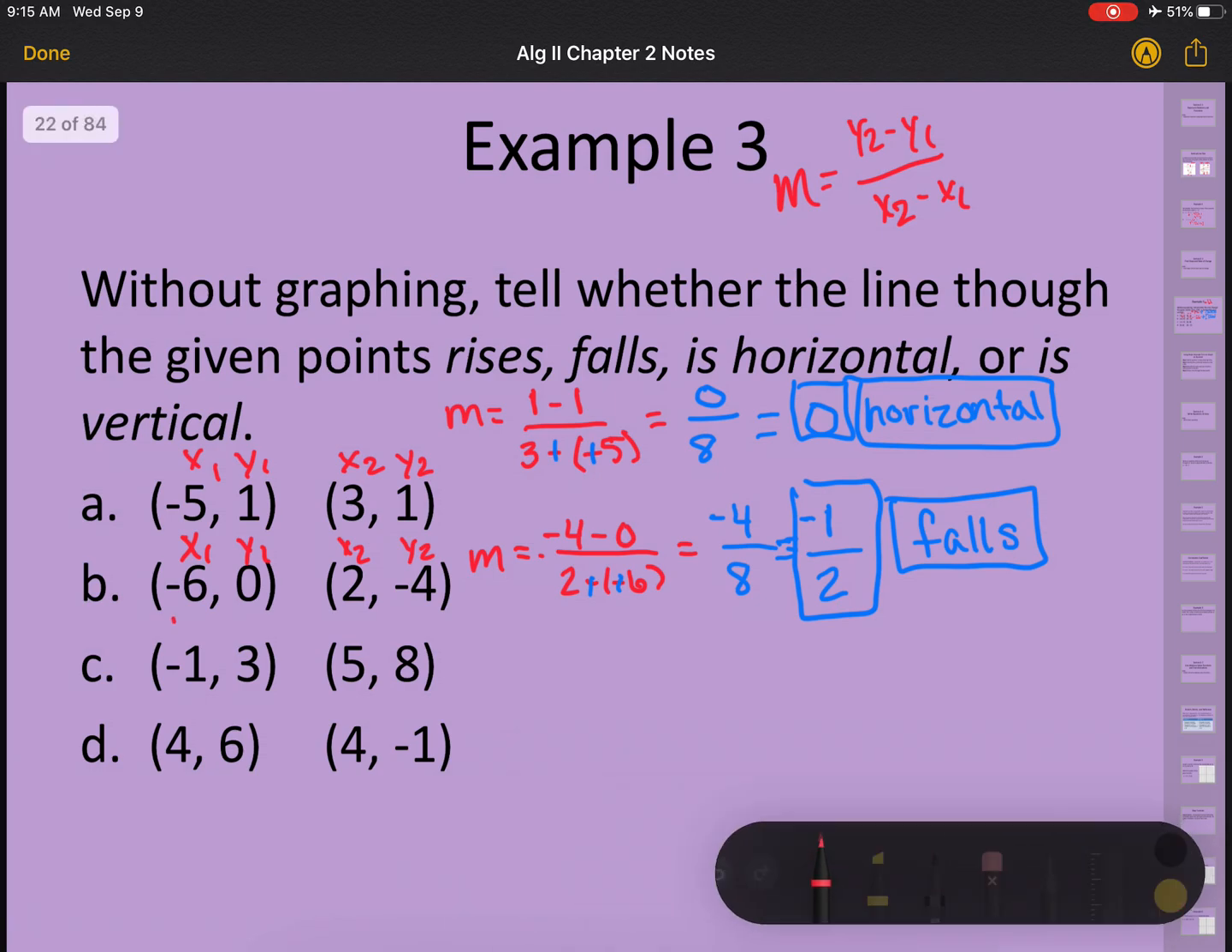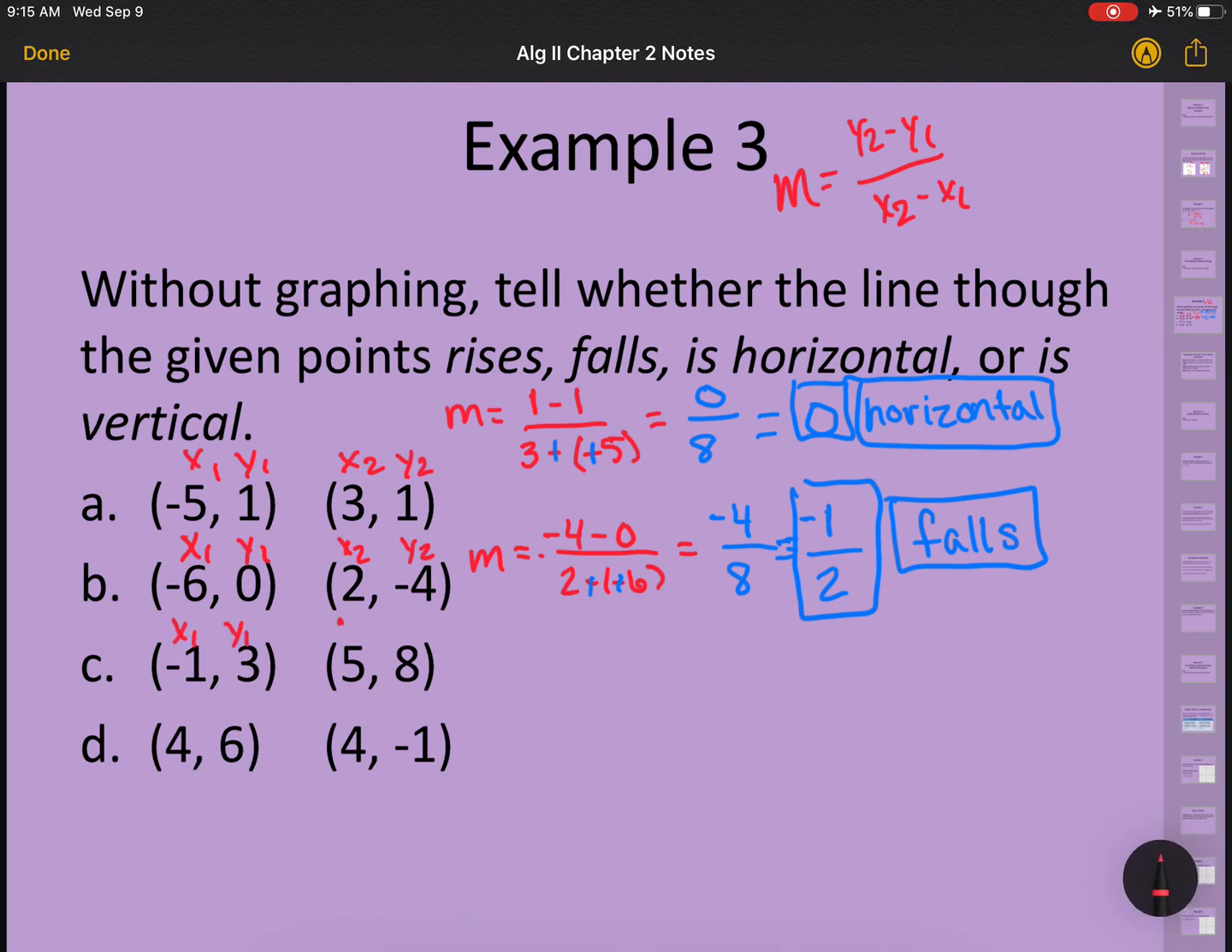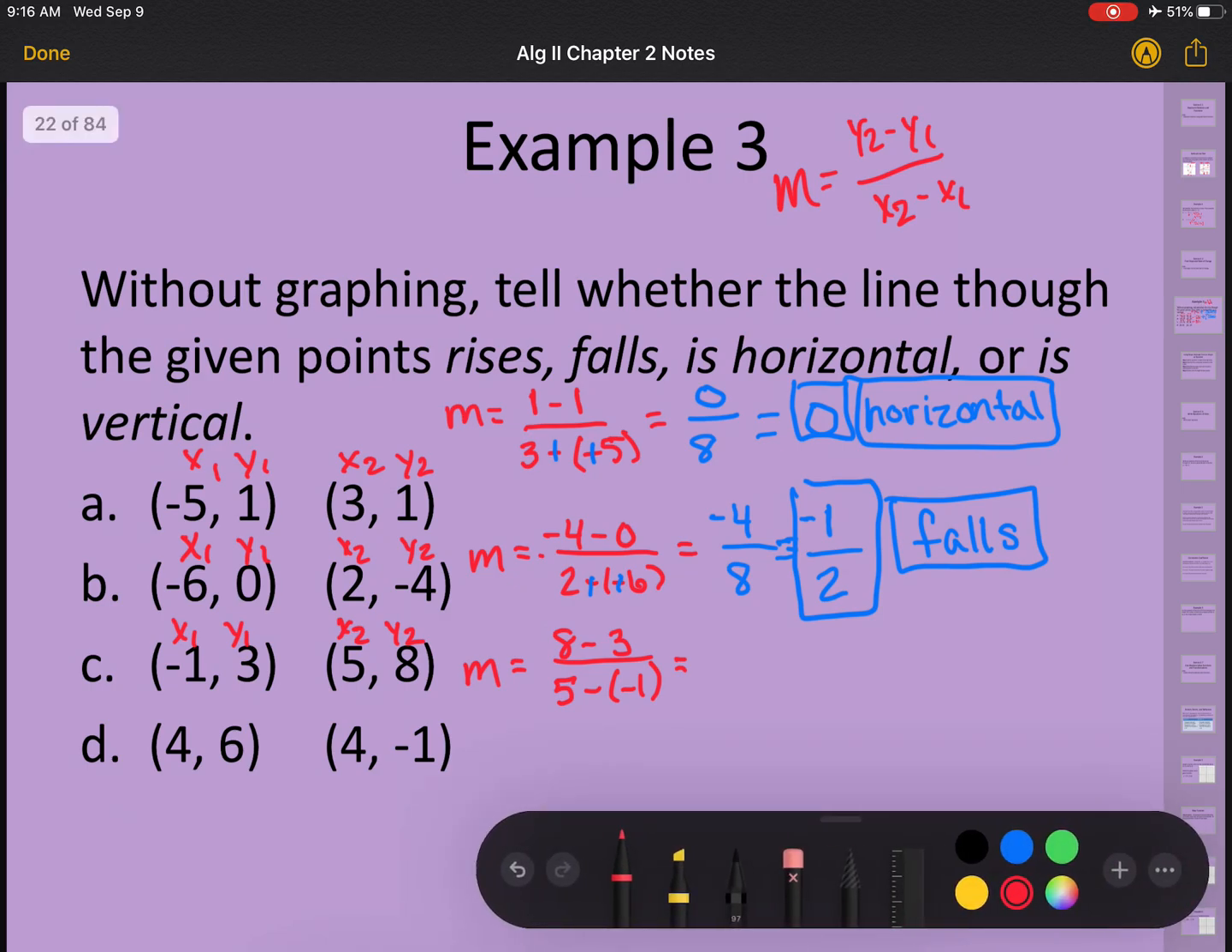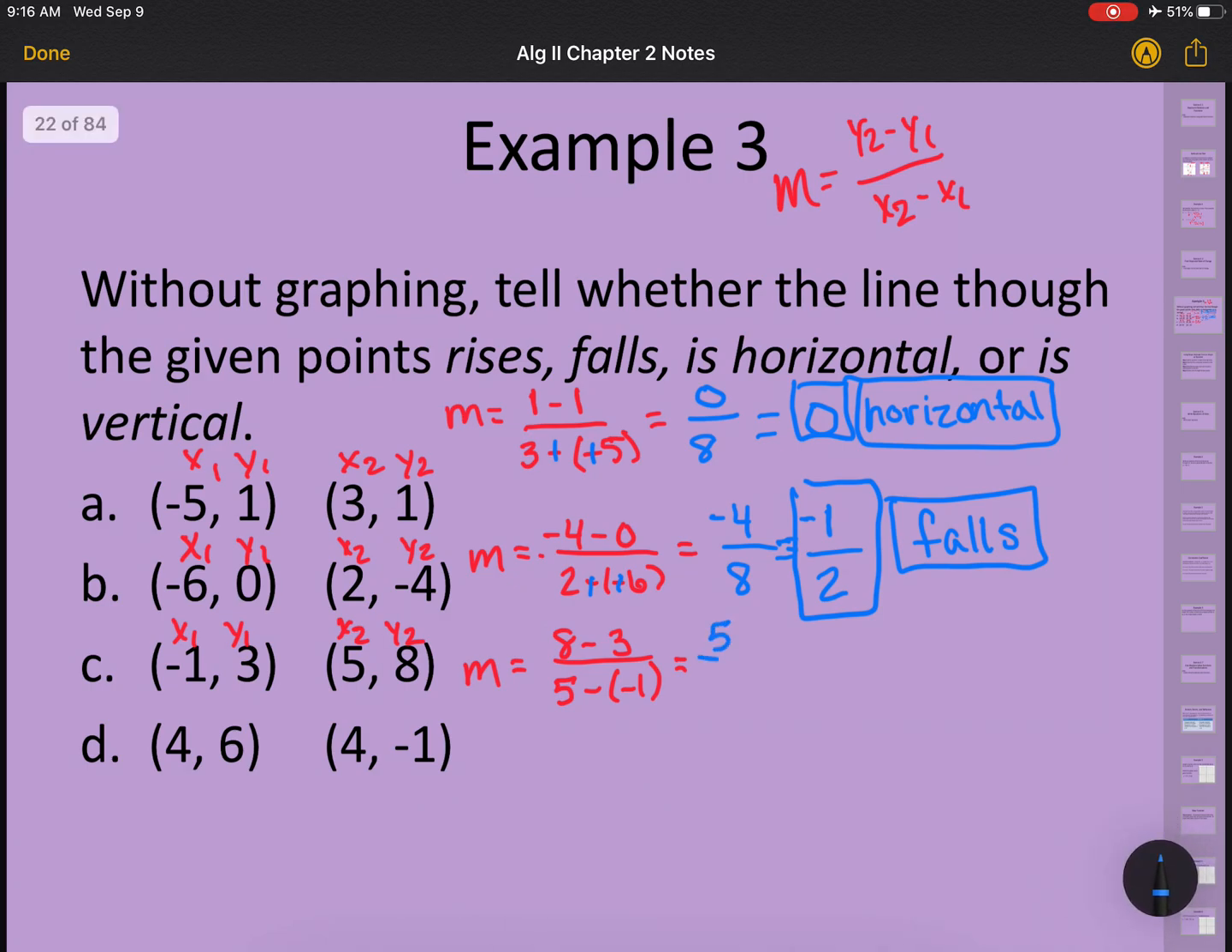The next one here, still label x1, y1, x2, y2, slope. y2 is 8, subtract out y1, which is 3. x2 is now 5, subtract out x1, which is negative 1. Well, 8 minus 3, well, that's 5. Change in the bottom, 5 plus 1 is 6. So my slope here is 5/6. That is positive. So this one rises, since it's a positive slope.